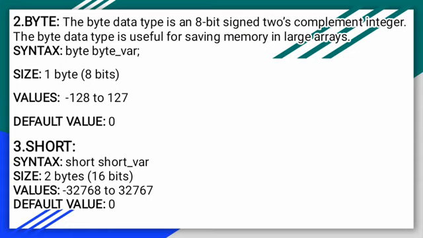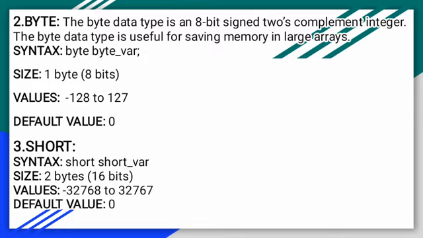So in this slide we have discussed about byte data type. Its size is 1 byte. It takes values from minus 128 to 127. The default value is 0 and syntax is byte space byte variable. And short, its size is 2 bytes, that is 16 bits. Syntax short space short variable. It takes values from minus 32768 to 32767. Its default value is 0.